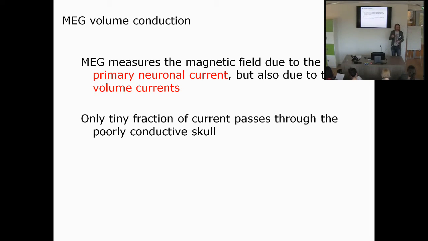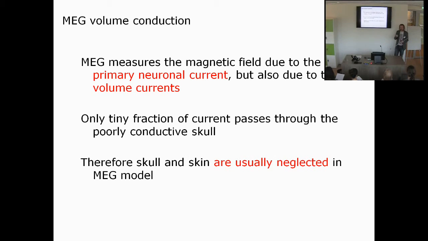Only a tiny fraction of the currents actually passes through the poorly conductive skull, and therefore with MEG we typically neglect the skull and the skin, because there's a very small amount of current flowing there, so they contribute only a tiny fraction to the MEG distribution. So that means that with MEG we can use a simpler volume conduction model, and that's convenient.